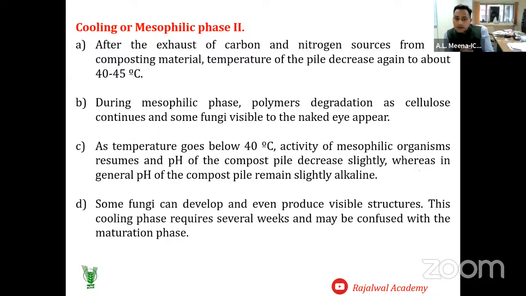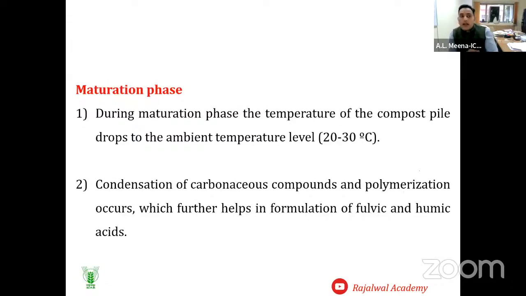And during the mesophilic phase, polymer degradation such as cellulose continues, and some fungi become visible to the naked eye. You can see the fungi in the third phase. And as the temperature goes below 40 degrees Celsius, the activity of mesophilic organisms resumes, and the pH of the compost pile decreases slightly, whereas in general the pH of the compost pile remains slightly alkaline. Some fungi can develop and even produce visible structures, and this cooling phase requires several weeks and may be concluded with the maturation phase. And then the last will be the maturation phase, or final phase.